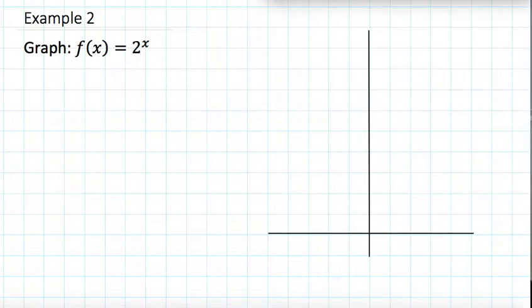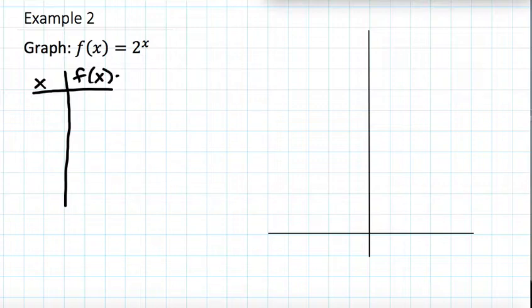Next, we're going to look at graphing exponential functions. So we're going to start with example 2. It says to graph f of x equals 2 to the x power. And the way I'm going to graph this is by making a table of values and plugging in values for x into the function. Remember, f of x is going to give us the y coordinate on the graph.